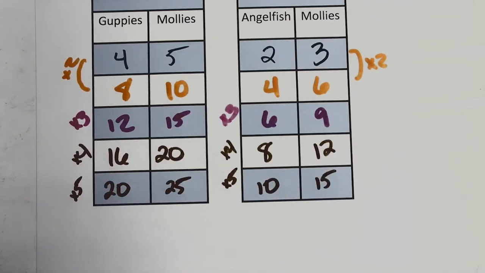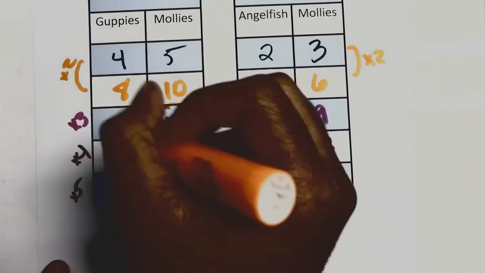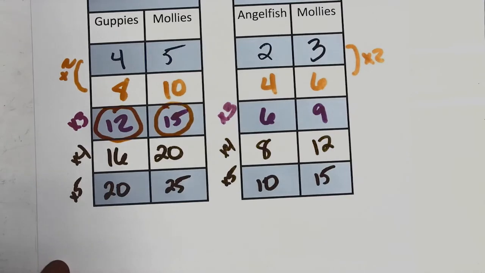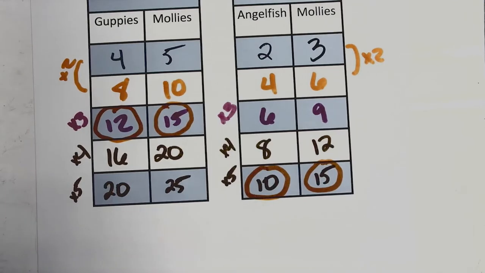So now, looking back at my tanks, I see that I have 15 mollies to 12 guppies. Same thing here, I have 10 angelfish to 15 mollies. So let's look at the original question. We want to know which tank has more fish. So what do we need to do next? Correct. We need to find the total in each tank so I can know which one has more fish. So which tank has more fish?